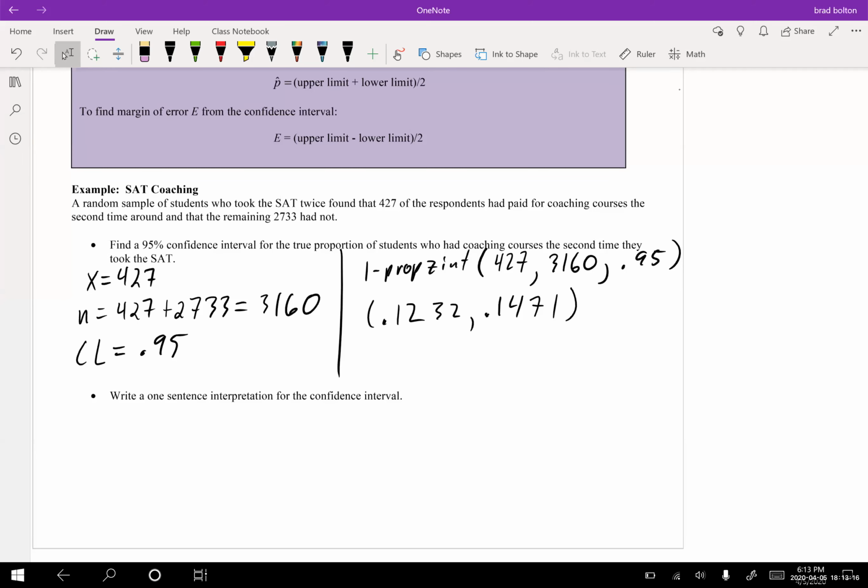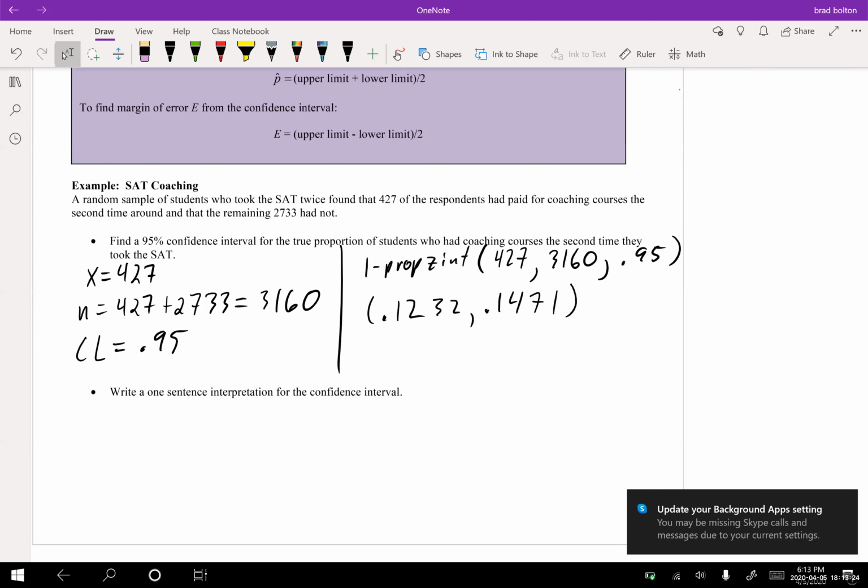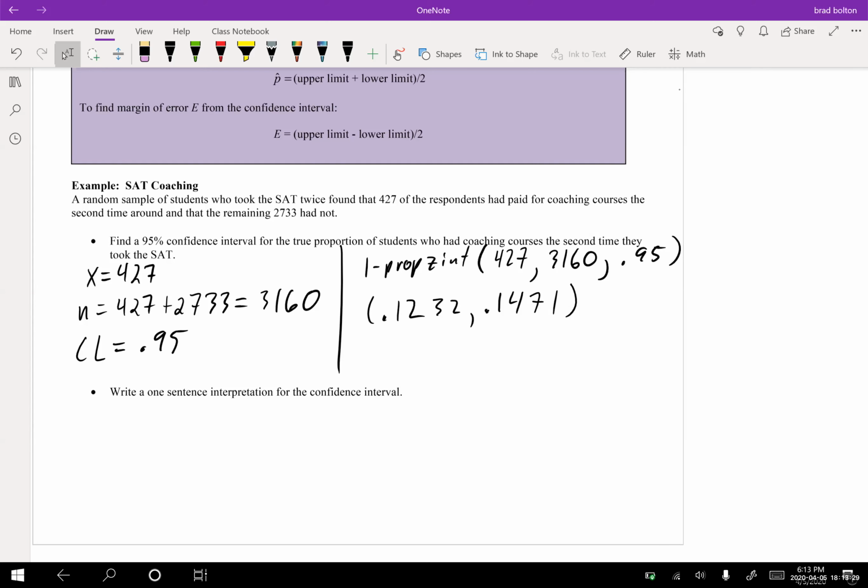And again, that was from this sample, but how does that say the whole population is going to behave? So what they're saying is, sorry guys, my battery's going to die real quick. So what they're saying is that you don't know for sure how the entire population is going to behave, but you're 95% confident that the percentage for the population will be somewhere in between 0.12 and 0.14, or about 12% and almost 14.7%. So that's what you're telling somebody.